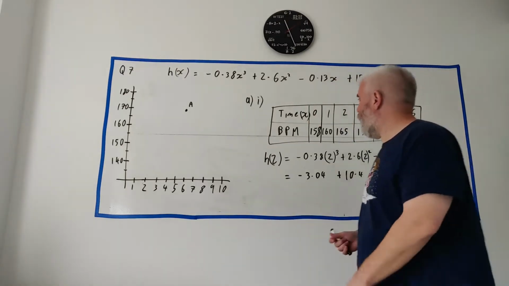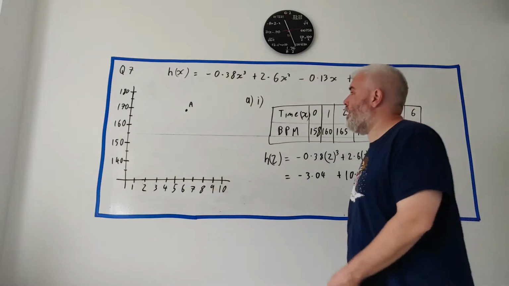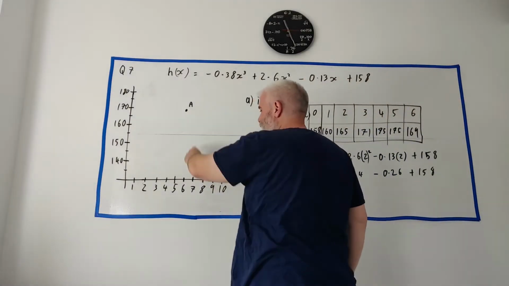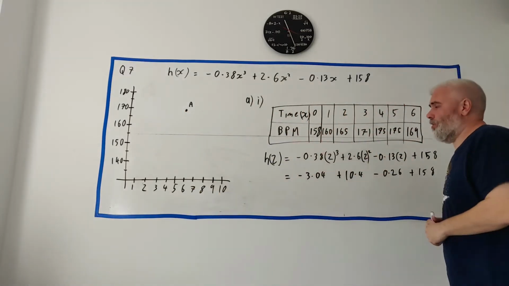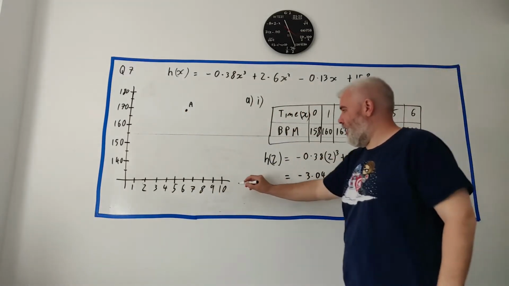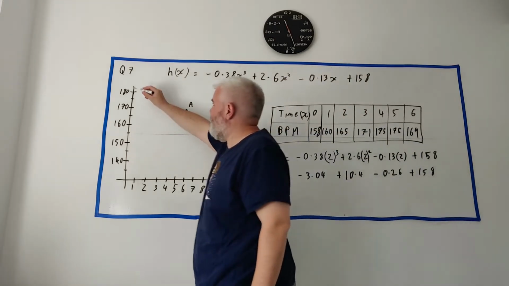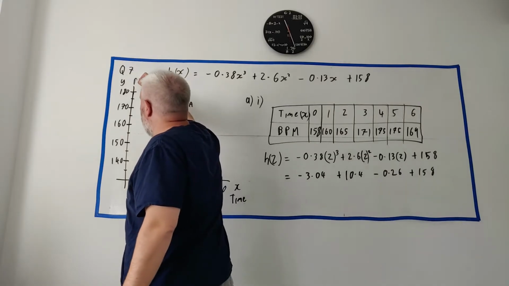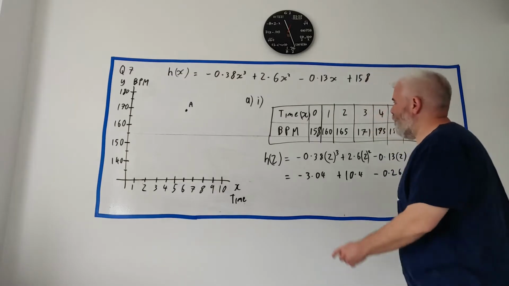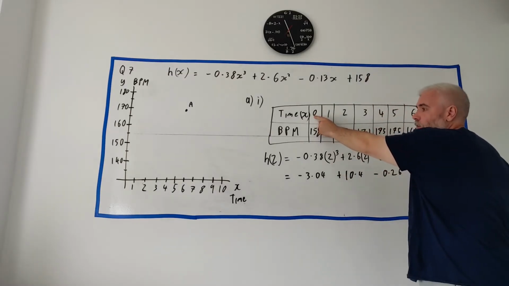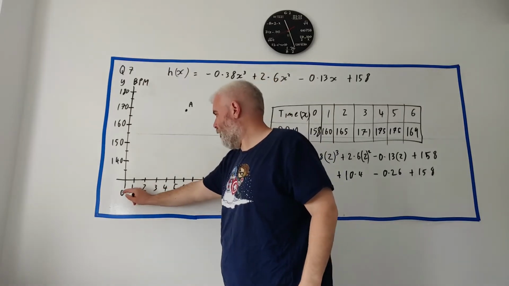Okay, the next thing they want us to do, now that we have all these numbers, is to put them on the graph. They've already put A here, which is 169. They want us to put the rest of these numbers. So time is the x-axis. The y-axis here is BPM, beats per minute or heart rate. And they just ask us to put these numbers in. X is 0. Here's 0 on the axis.